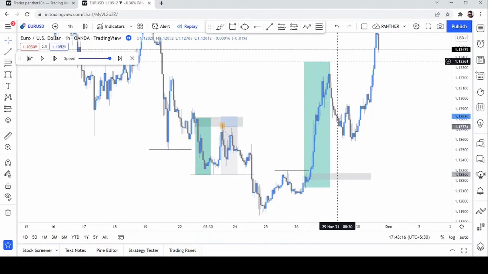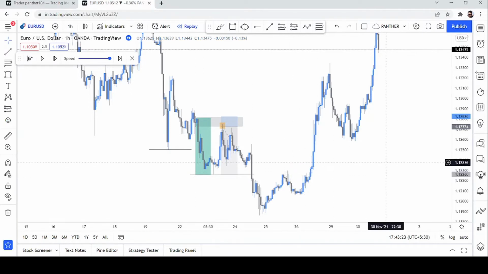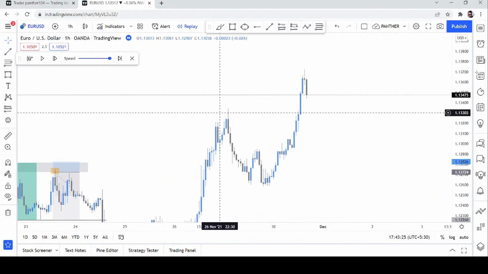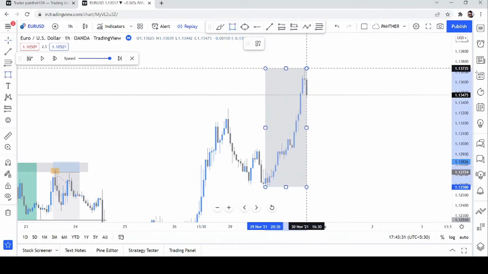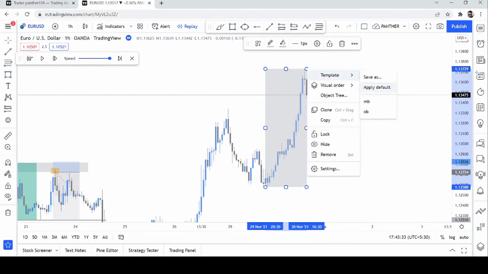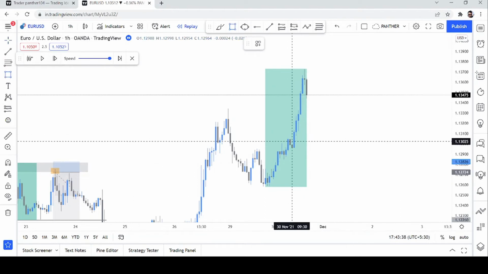Already broke this structure, so no more valid. We're not looking for this anymore. Instead, what do we have? A break of structure here. Where is this impulse coming from? All the way from here. So this will be our box. And where are we interested for our second box?